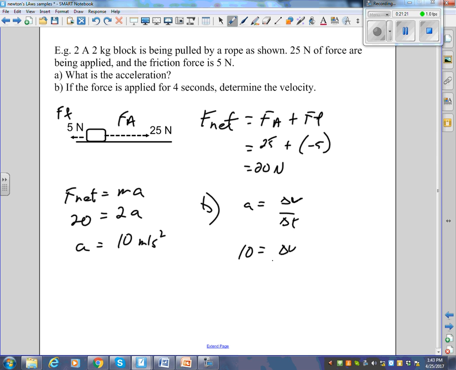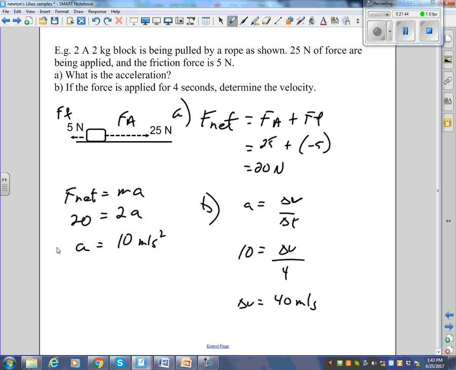How much time we got? That was smart. 40 meters per second is our change. Which one is part B? Both of those actually.